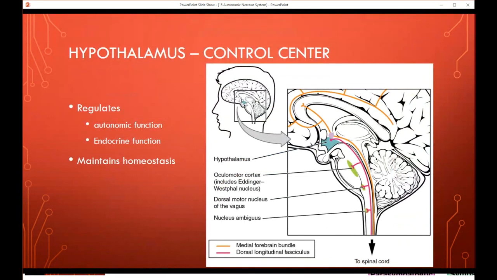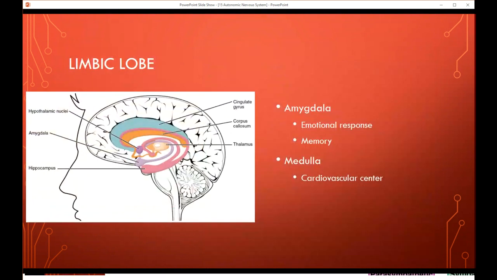So our hypothalamus is actually the control center. It regulates our autonomic function and the endocrine function, and it helps to maintain homeostasis. The limbic lobe is going to contain the amygdala and the medulla. The amygdala is responsible for our emotions and our memory. You can see the amygdala right here. It's sort of that purpley color. And then the medulla is our cardiovascular center.